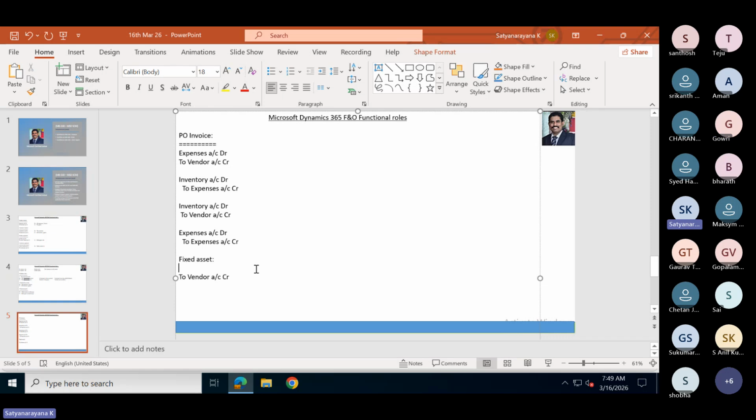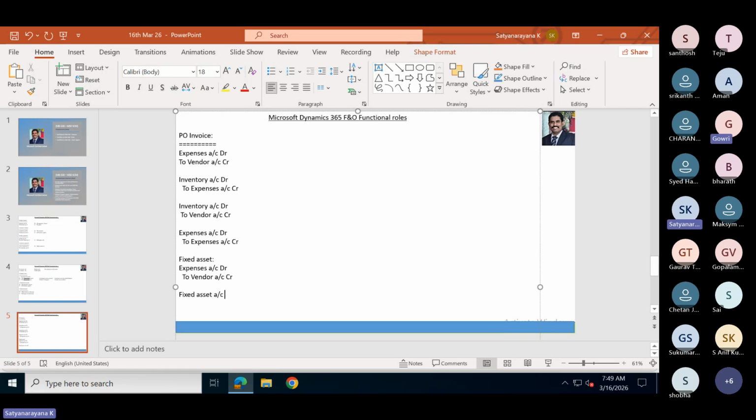See, whenever you are purchasing, it is expense account debit to vendor account credit. Agree with me? Any confusion on this one? No, not always. It can be an asset also, right? I'm buying an asset also. Let me finish it. Is it correct or wrong? Expense account debit to vendor account credit. Now expenses is converted into fixed asset.